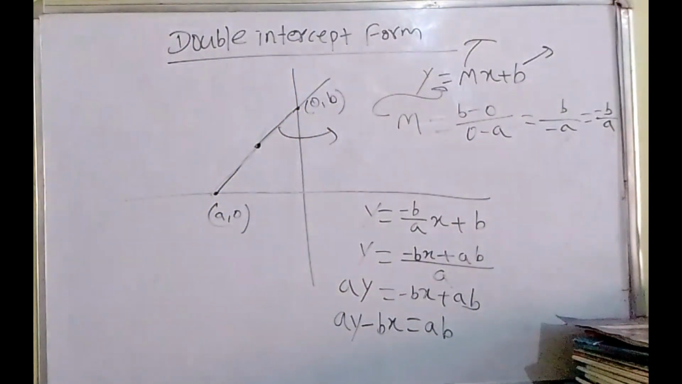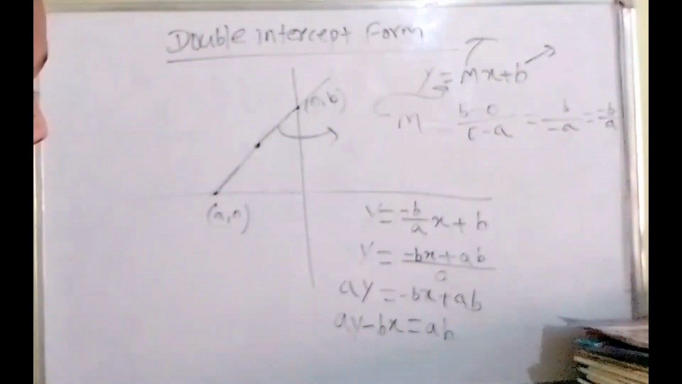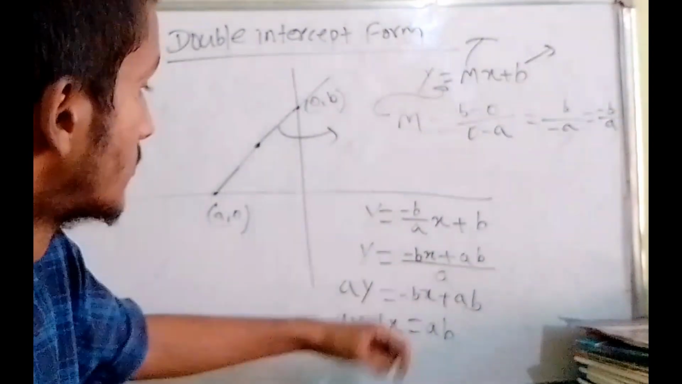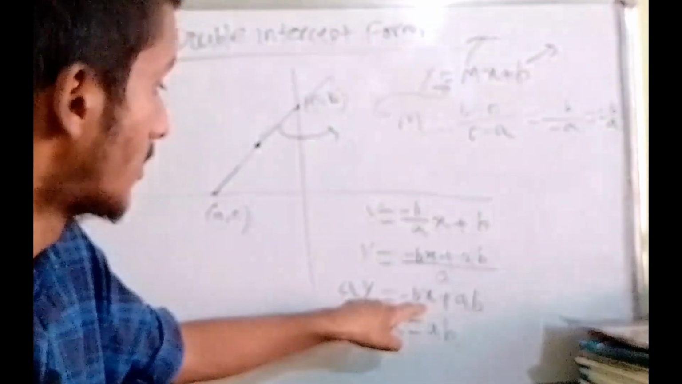Which one? Minus bx plus bx. Minus bx. Plus bx. What is bx again?